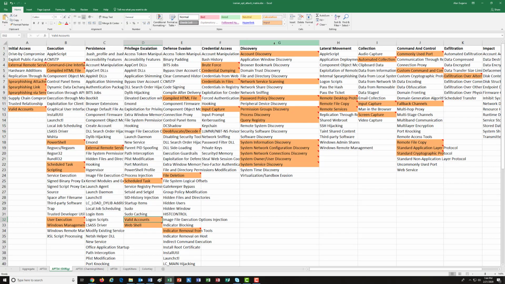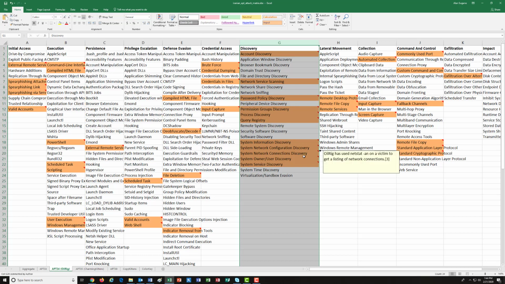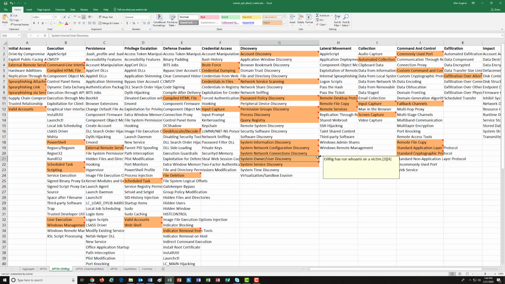Usually, by the way, this discovery one would be after they get initial access. That's probably one of the first things that they do, is to do discovery, or it's called enumeration as well. They also used netstat -an to get a list of the network connections and who they were connected to. They ran whoami on the victim, and used sc query to gather information about services.